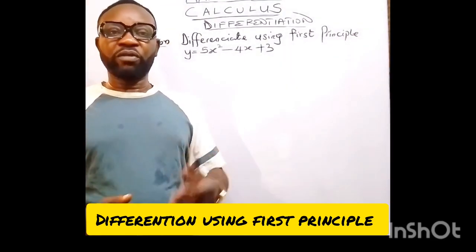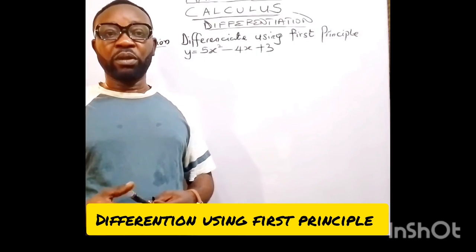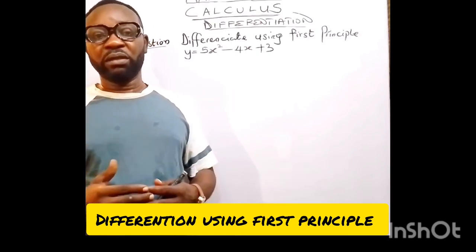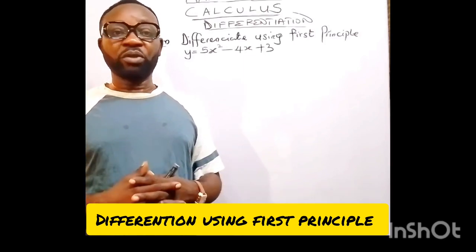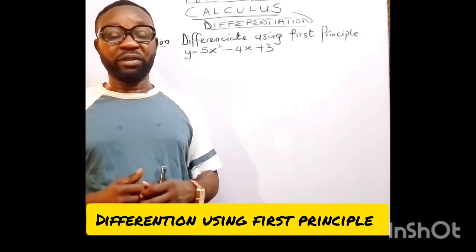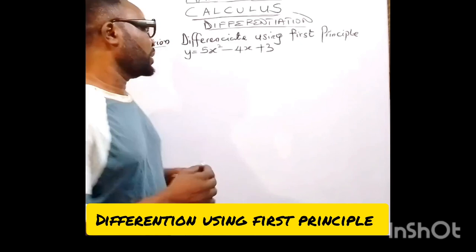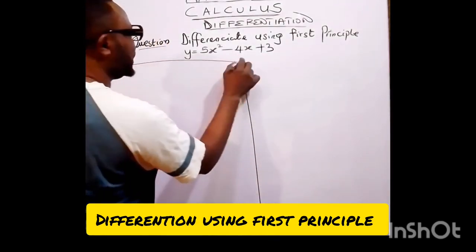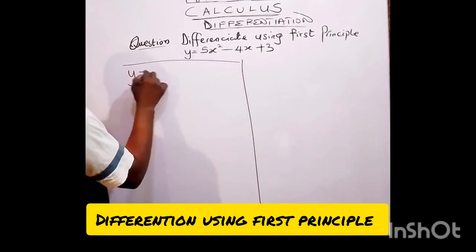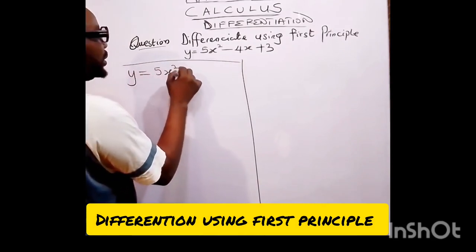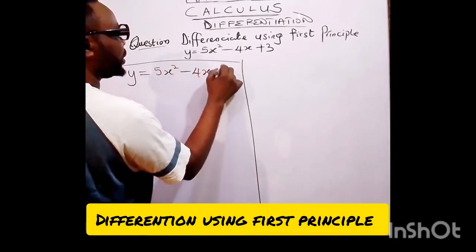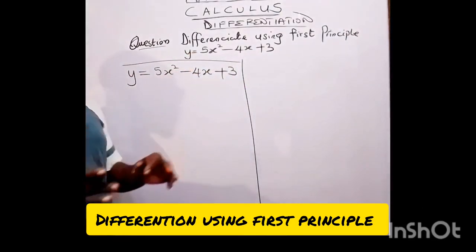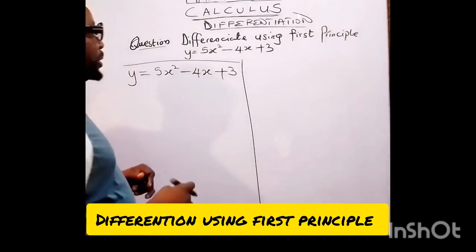Now, if you are to differentiate making use of first principle, I'm going to use some steps. Please follow those steps accordingly, and you will be able to use them for any question given to you. Just follow the steps accordingly. This is the y value: y equal to 5x squared minus 4x plus 3. That is the question we are asked to differentiate with first principle.